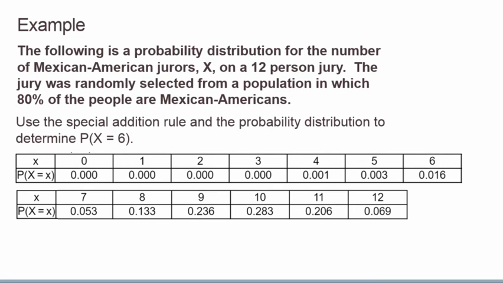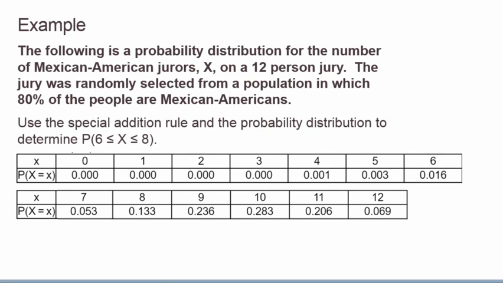Using the same probability distribution, this example we want to use the special addition rule and the probability distribution to determine the probability x equals 6. So to find the probability of x equals 6, we simply need to find the probability for 6, which is 0.016.